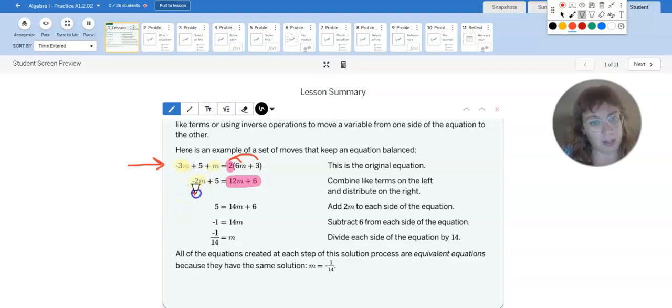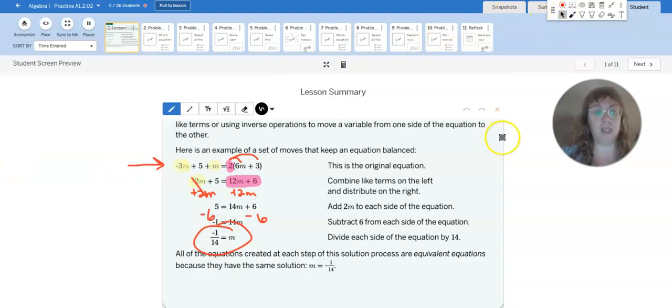Then we moved this negative 2m by adding 2m to both sides. Negative 2m plus 2m canceled, and we were just left with 5 equals 12m plus 2m is 14m plus 6. Then we subtracted 6 on both sides. 5 minus 6 is negative 1 equals 14m. Divide both sides by 14 to get m equals negative 1 over 14. So every equation that we made throughout this process are equivalent equations because they have the same solution, which is negative 1 over 14 for m.